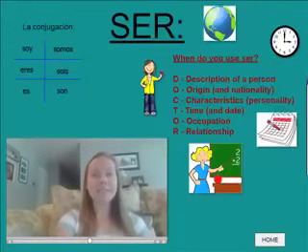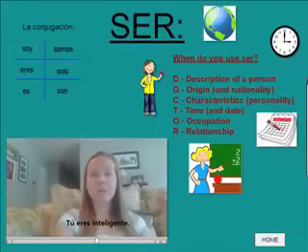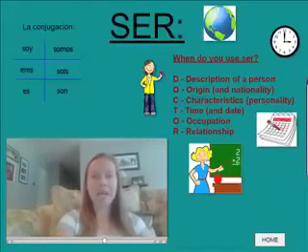The C stands for characteristics of a person. This would be to describe their personality. For example, tú eres inteligente. The T stands for time or date. For example, son las 12 de la tarde. The date would be hoy es el 5 de septiembre.